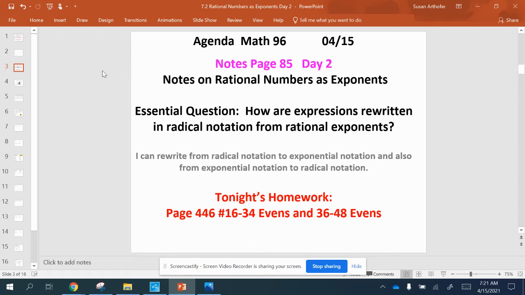Oh, Math 96. So this is going to be notes, page 85, day 2. If you didn't do day 1, please go back to Google Classroom and do day 1 of the notes. Today we're going to rewrite from radical notation to exponential and the reverse, from exponential notation to radical notation, okay? You do have homework tonight. The homework appears at the end of this video.